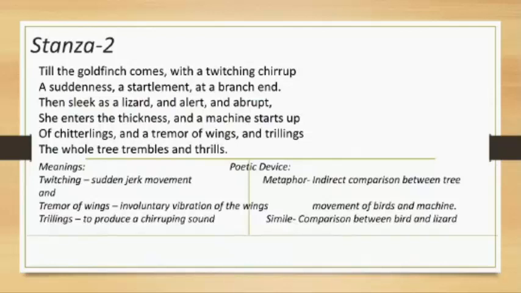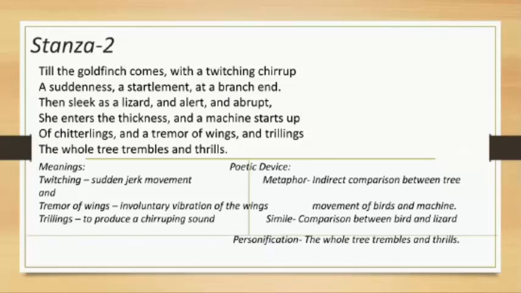And metaphor is indirect comparison. Indirect comparison means when you directly imply the two things without using like and as. Like 'a machine starts'. Now what is the machine here? Here actually the tree's movement and the birds are all compared to a machine, as a machine starts, similarly the entire movement of the tree and the movement of the bird is acting as a machine, right? So this is what a metaphor is. Another figure of speech which is here is personification.